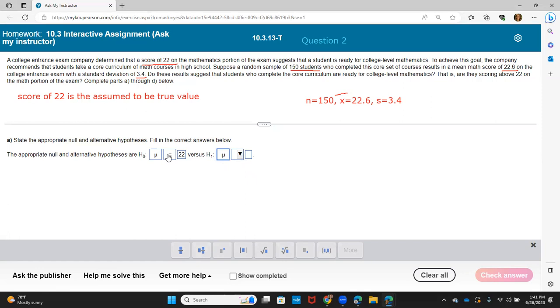the null hypothesis, mu, and then they're looking for us to say that scoring above 22. So if they didn't rewrite that, are they scoring above 22? I feel like I myself would be a little unsure. Do they want us to say here greater than or greater than or equal to? I don't know. But because they said they're scoring above 22, not at least 22 or 22 or greater, I'm just going to say greater than 22.